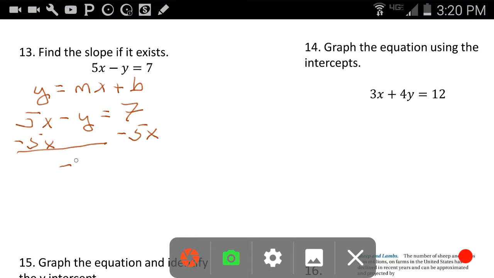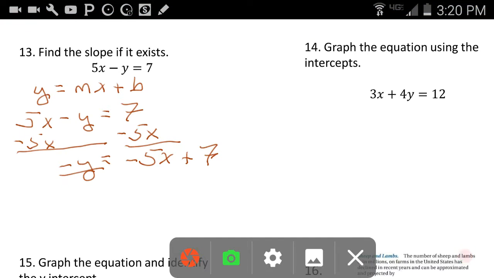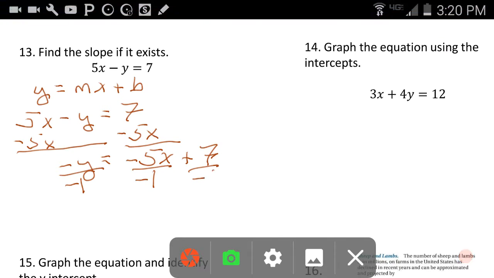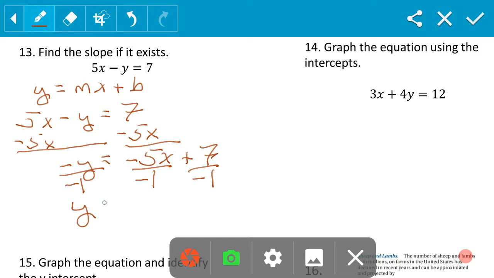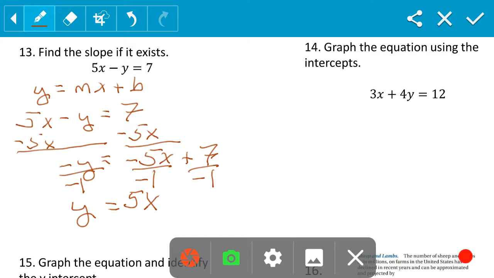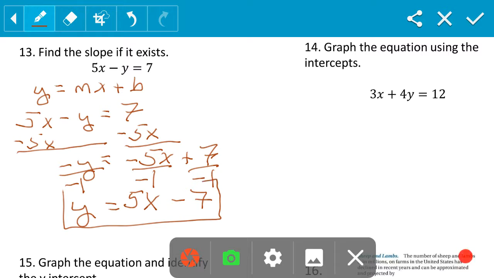And that leaves us with minus y on the left and negative 5x plus 7 on the right. Let's divide everything by negative 1 to get rid of that negative sign so that we can have y equals, and then the first term on the right turns into 5x minus 7. So this is the equation, but it didn't ask for the equation.